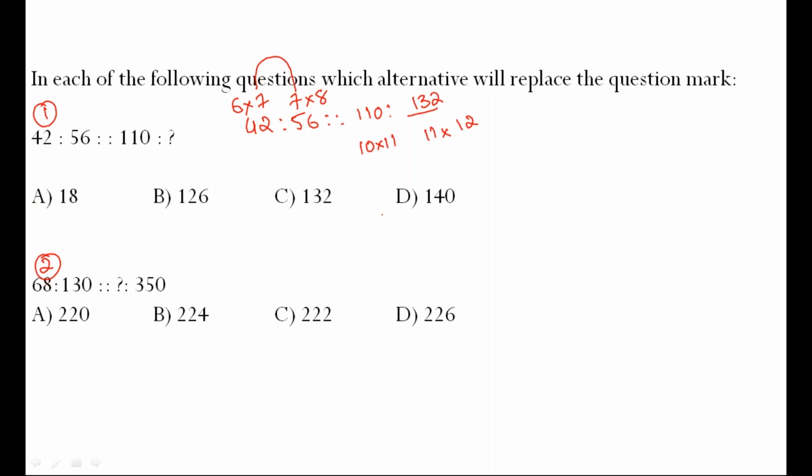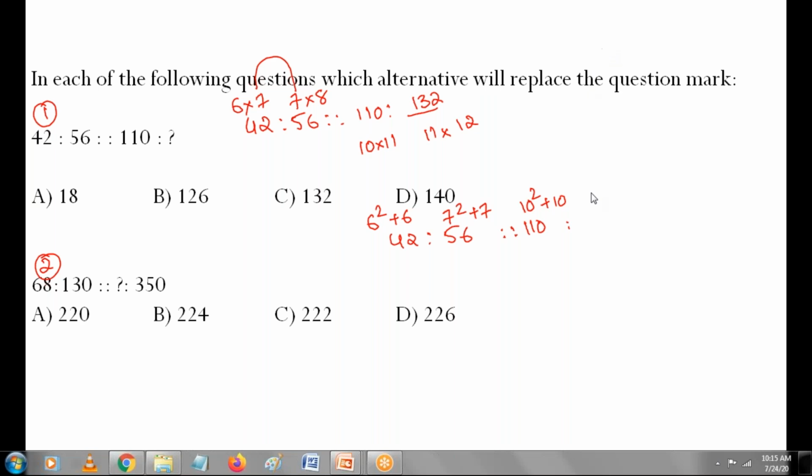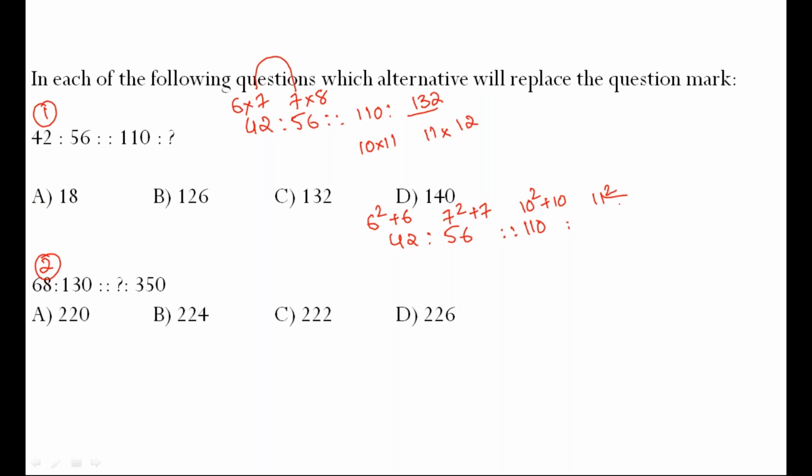Now, this is one logic, or else 42 is 6 square plus 6, 56 is 7 square plus 7, 110 is 10 square plus 10. Now 11 square plus 11 is nothing but 132. All the same thing only.